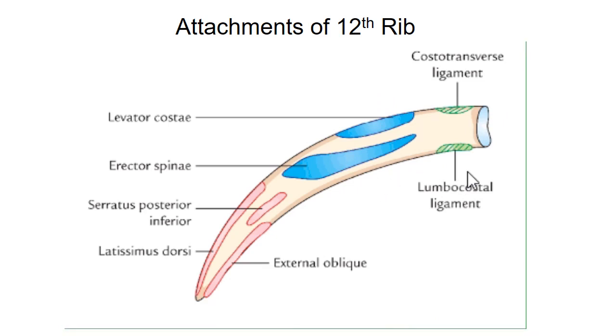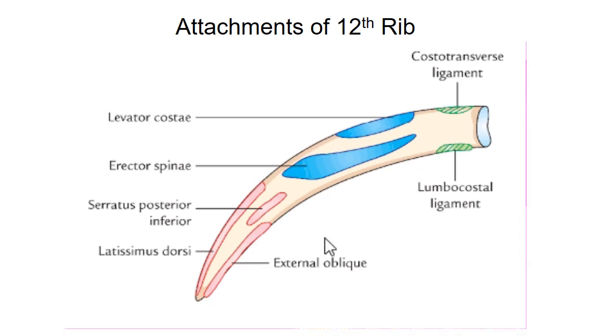Medial half of this surface provides attachment to the costotransverse ligament along the upper border of this surface, lumbocostal ligament along the lower part of this surface and along the lower border of the 12th rib, and the lowest levator costae muscle along its upper border.